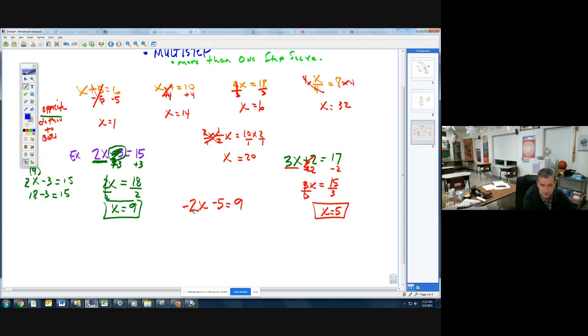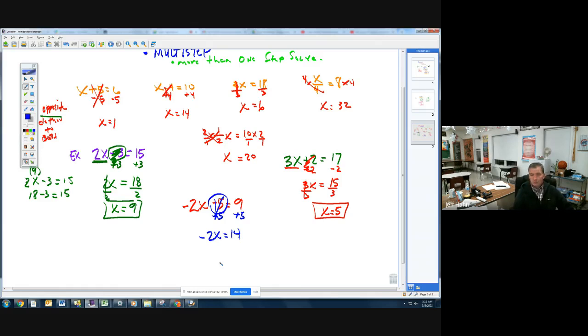Let's talk about this. I want to get rid of the addition and subtraction stuff first, so I add 5 to get rid of it, and I add 5 over here. It goes away, so I'm left with negative 2x equals 14.